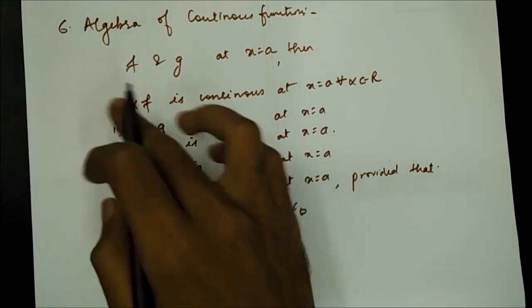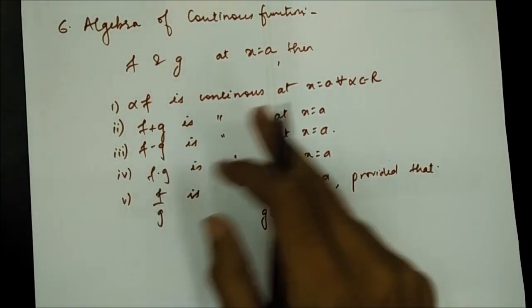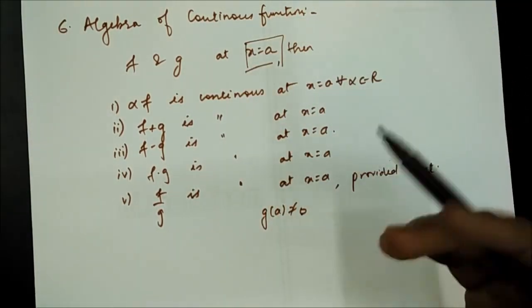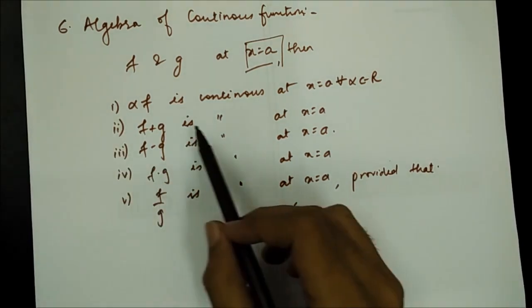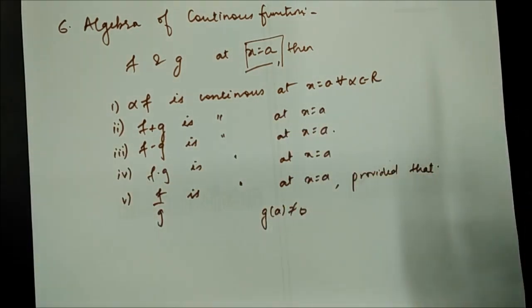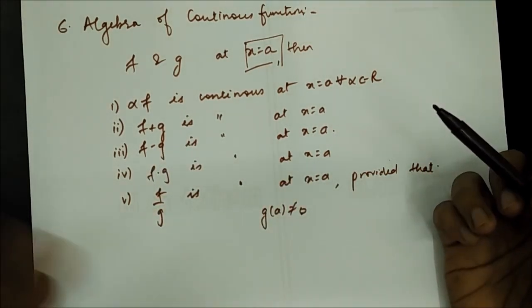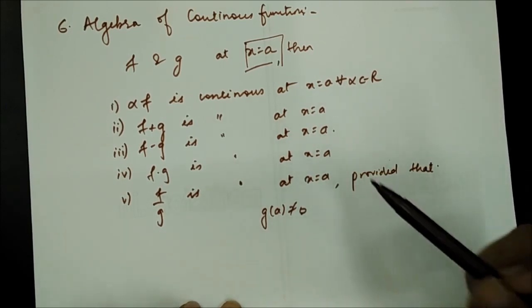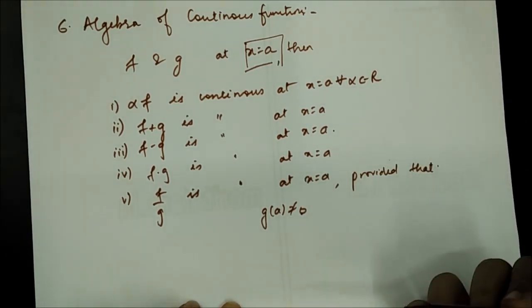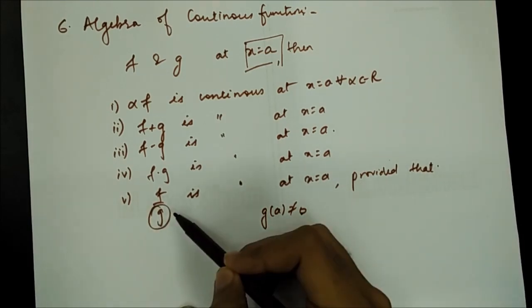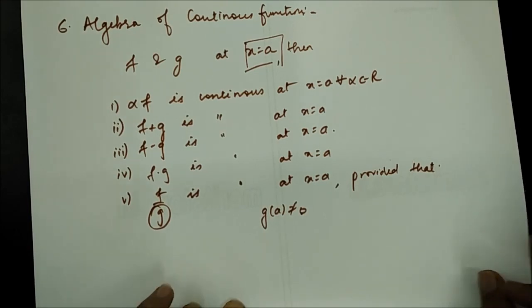So there are two functions f and g, and they are continuous at a point x is equal to a. Then the further algebraic conditions stand for these two functions. Alpha f is continuous at x is equal to a and alpha belongs to R. F plus g is continuous at x is equal to a. F minus g is continuous at x is equal to a. F dot g is continuous at x is equal to a, and f by g is continuous at x is equal to a, provided that g of a is not 0, because if it's 0 then it will become infinity. So now we learn the various functions that are continuous and they don't have a break.